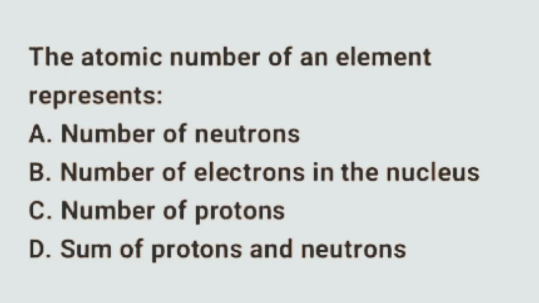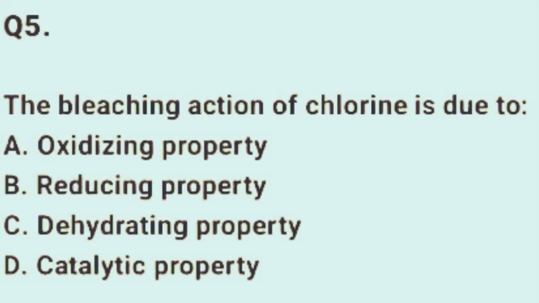So take note. The next question we have here is on the bleaching action of chlorine. The question says the bleaching action of chlorine is due to dash. A, oxidizing property, B, reducing property, C, dehydrating property, and D, catalytic property. The correct option there is option A, oxidizing property.